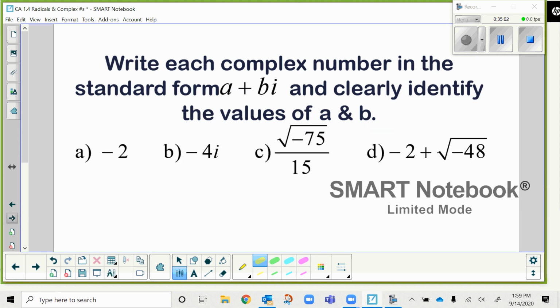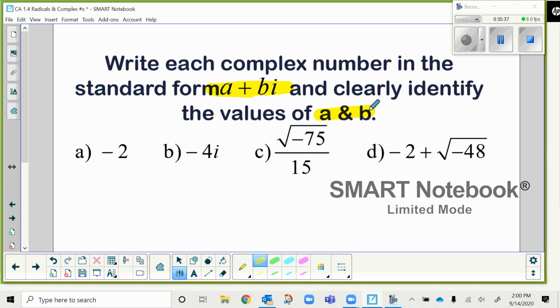And my slides are out of order. So if you printed out your notes, we usually go from left to right on the bottom, but they're out of order, so we're starting at the right instead. So on the bottom, we're going right to left today. What we have here is 4 complex numbers, okay? We are going to write them in this standardized form, a plus bi. And then we're going to identify the a piece and the b piece.